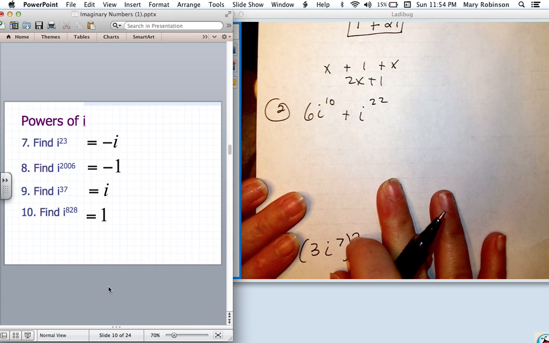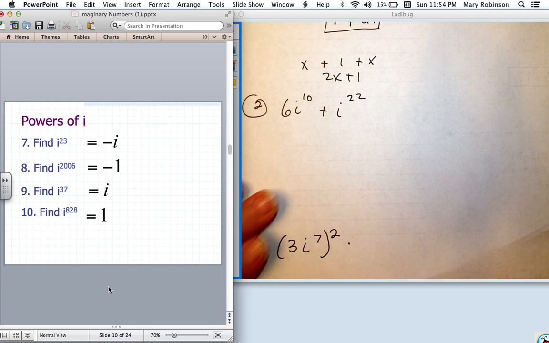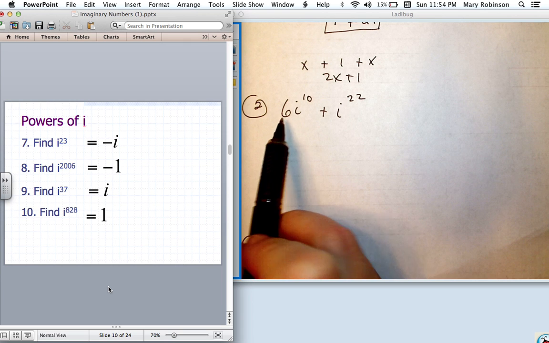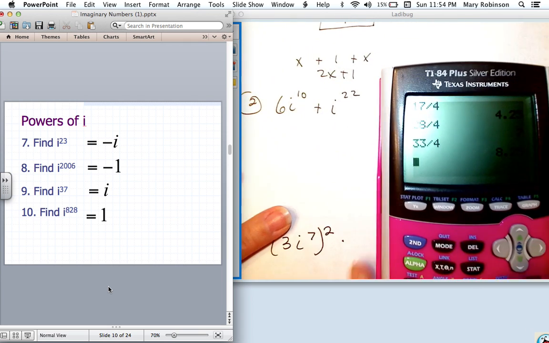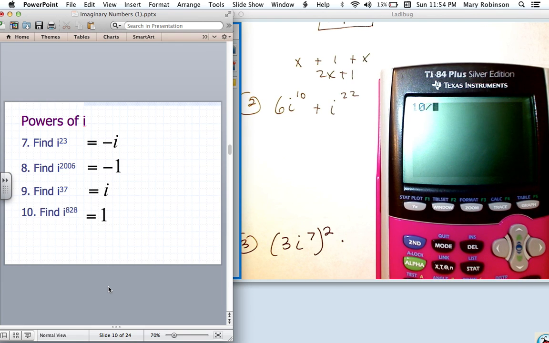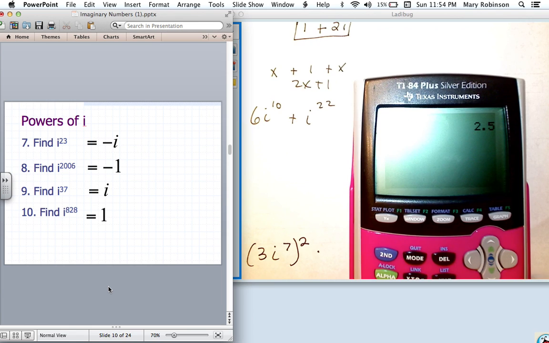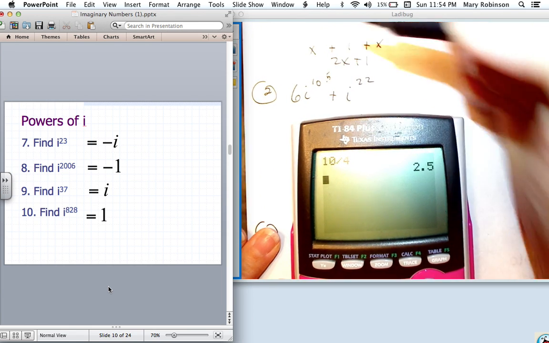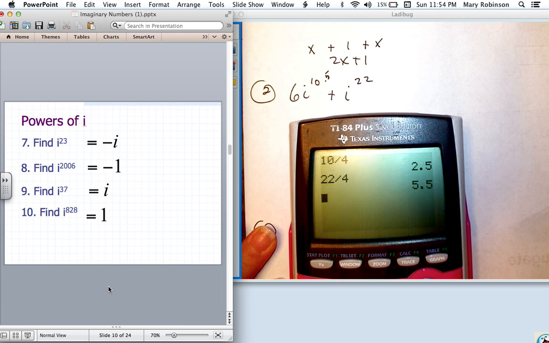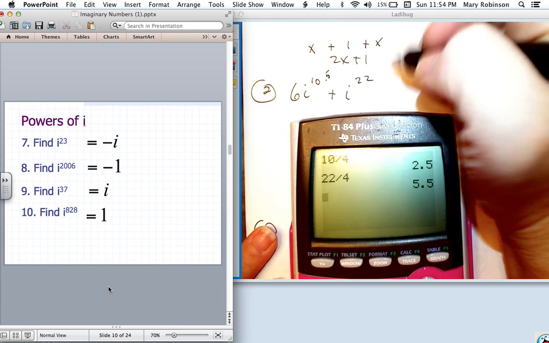The next one we'll try is when we have a coefficient. So here we've got 6i to the 10th power plus i to the 22nd power. Again, the first thing I'm going to do is take my exponent and divide by 4. When I do that, I get 0.5. So I'll put up here a 0.5. And 22 divided by 4 also ended in 0.5.